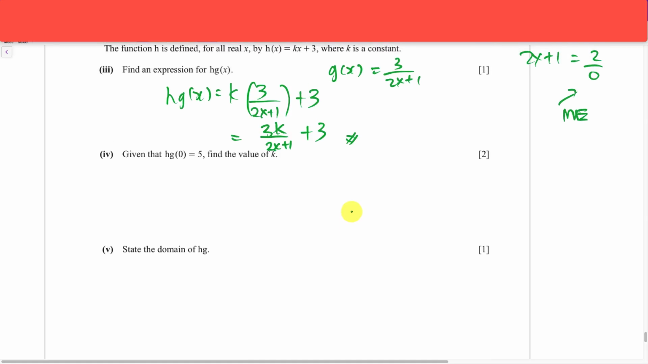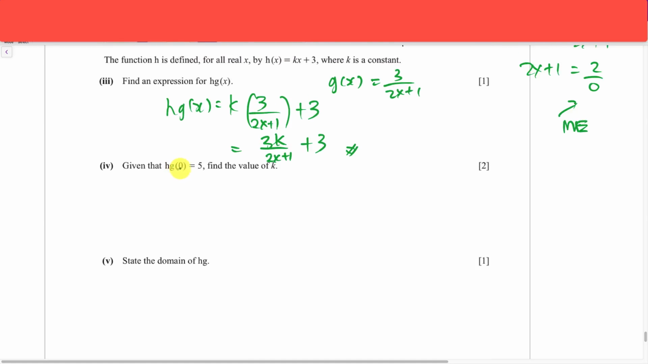And then they will say hg(0) equals 5. That means I know my x over here will become 0. So 3k over 0 plus 1, plus 3 equals 5. So I will solve this one to get k. This is quite easy. So 3k over 1 is just 3k. The 3 I move to the other side, minus 3, I will get 2. So k equals 2 over 3.